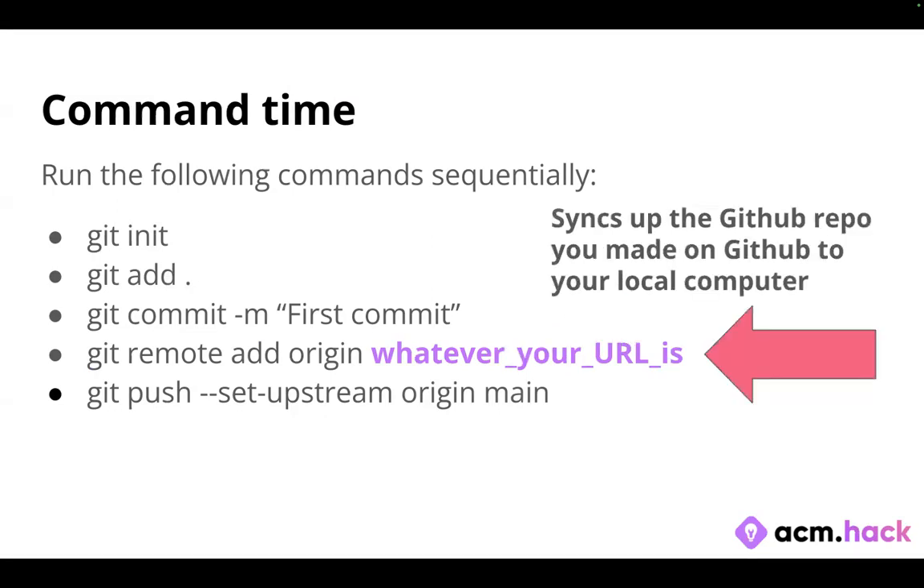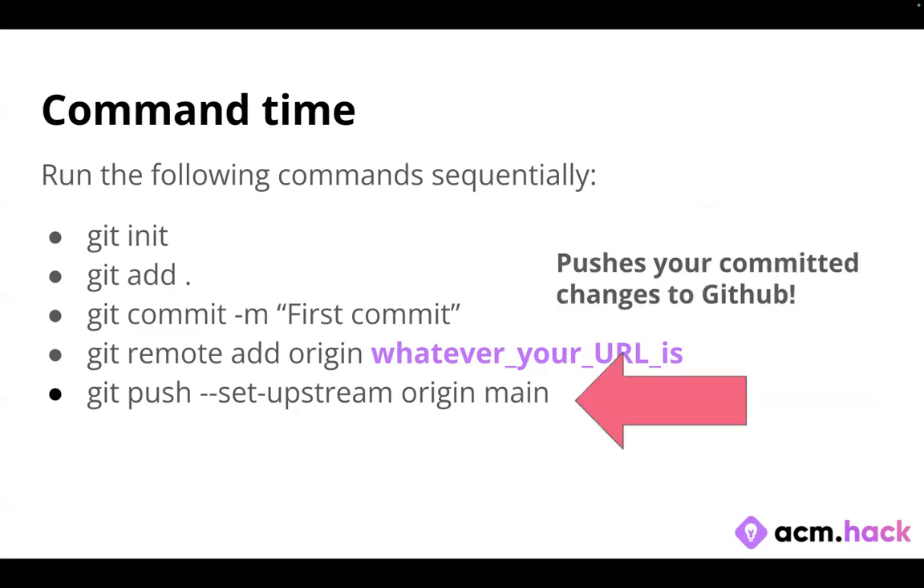The remote add origin part is just syncing up the repo to our computer, right? We've told our computer like you're going to be part of a Git repository, but we actually haven't told it what repository it is part of. So that's what adding the origin does. And finally, pushing it is just like actually getting it onto GitHub itself.